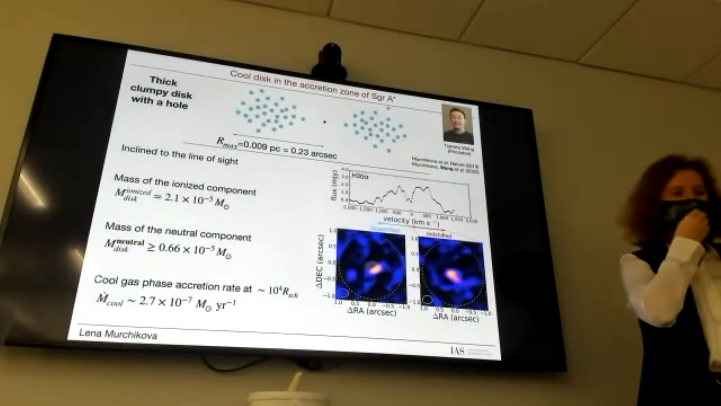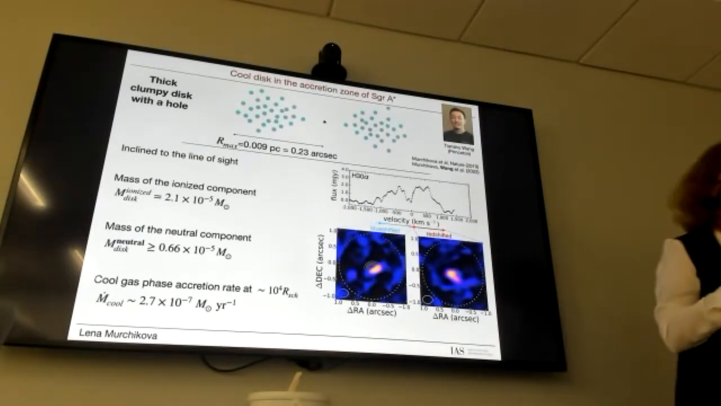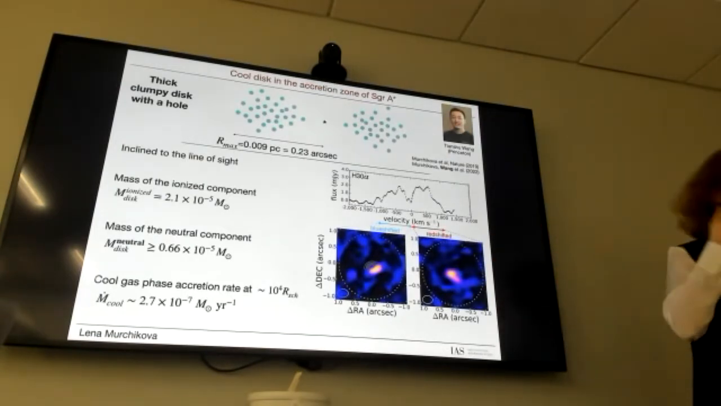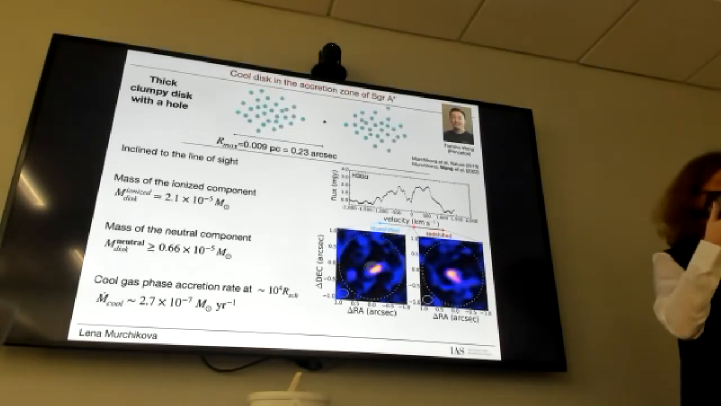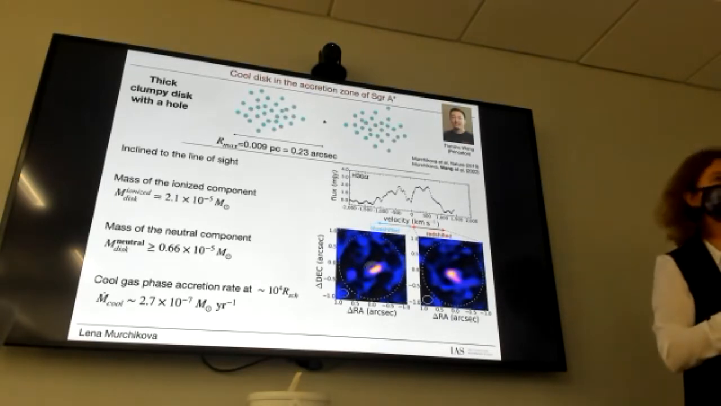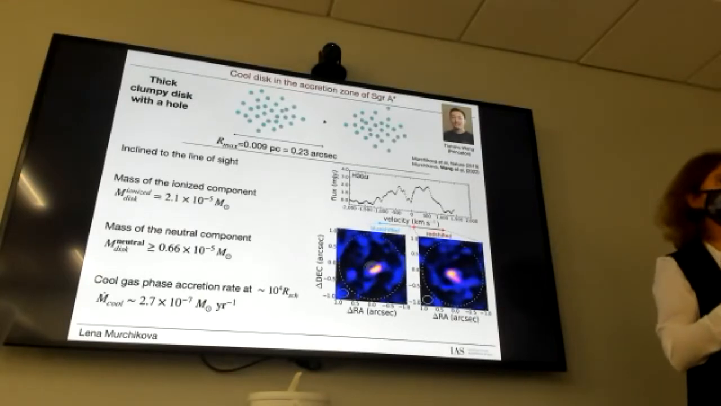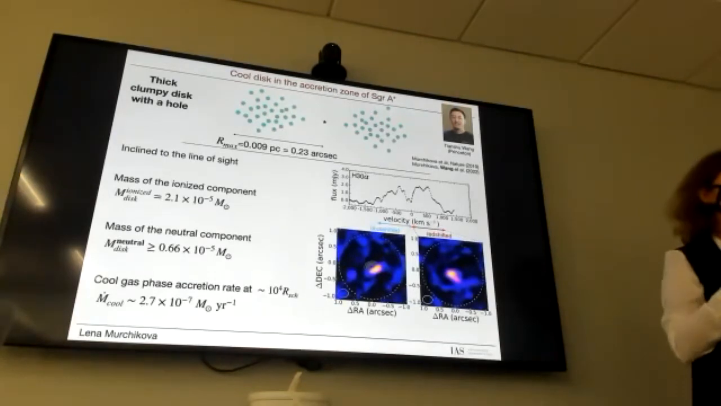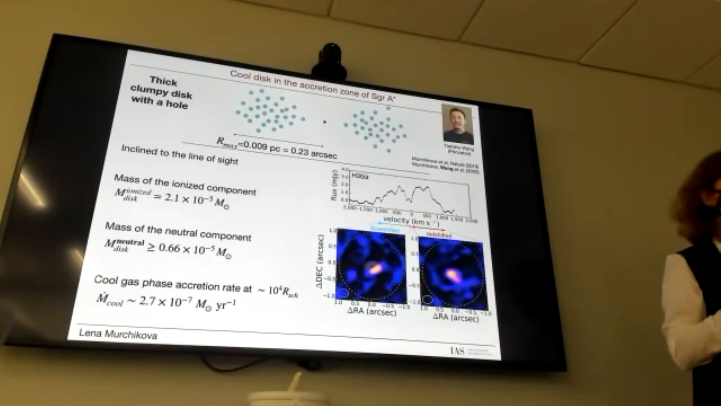Here is the property of that disk. It has a mass of about 10 to the minus 5 solar masses. It is either inclined to the line of sight or sub-Keplerian; it's hard to say. More recently, I also showed that it contains a neutral gas fraction as well, some sizable neutral gas fraction. It's smaller, by about 4 times, but still comparable to the mass of the ionized gas fraction.